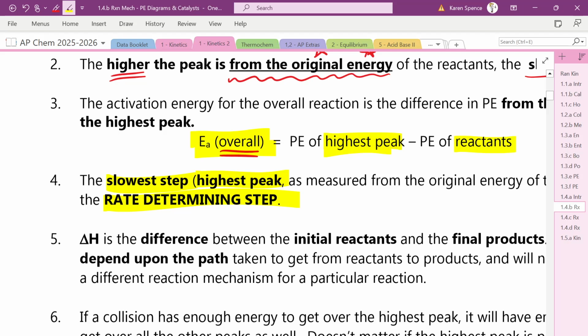Delta H hasn't changed no matter what the mechanism, because remember, delta H is a state function, okay? With state functions, it doesn't matter how you go from A to B, the actual change in enthalpy is the same, and it is always the difference between the initial reactants and the final products. You can ignore all the stuff in between. So if you have two different pathways to get from A to B, delta H will stay the same.